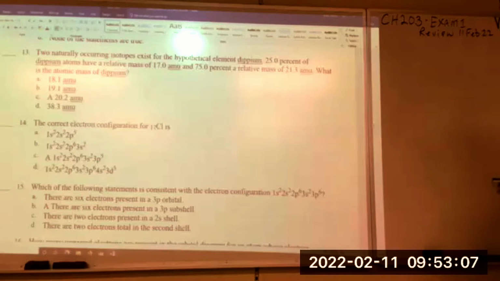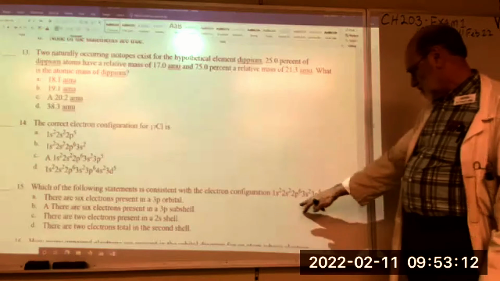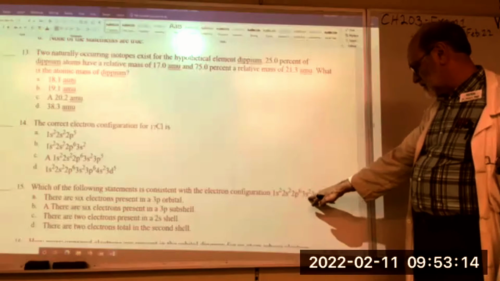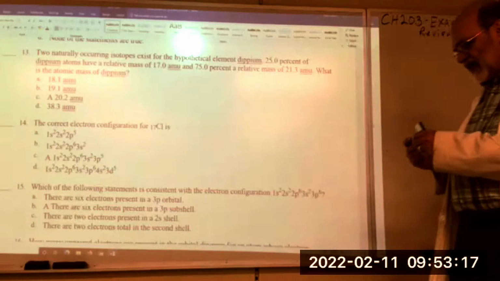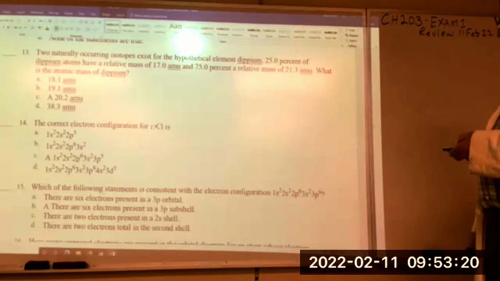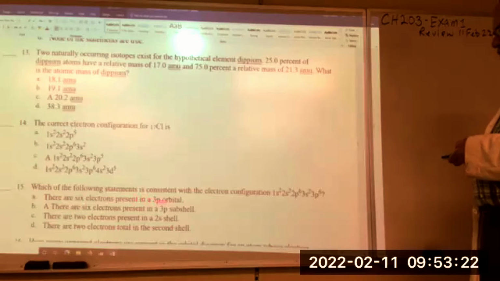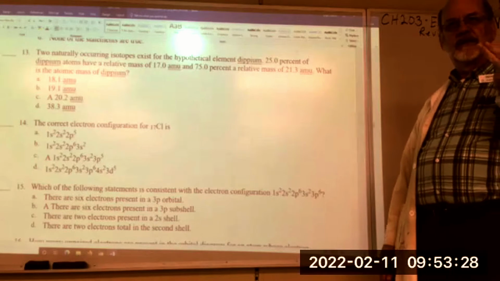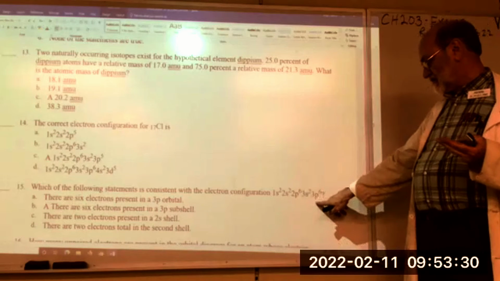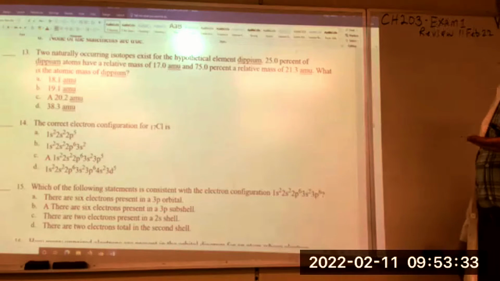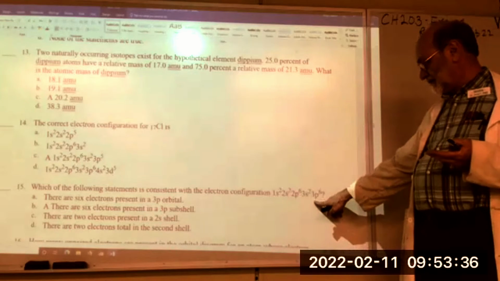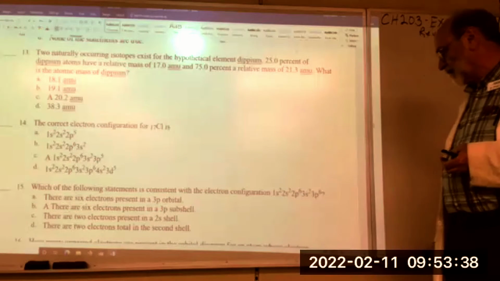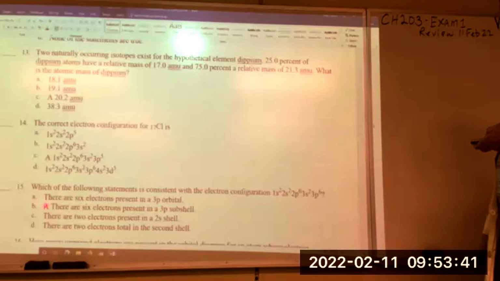Okay, 15. Which of the following statements is consistent with the electronic configuration 1s2, 2s2, 3p6? There are 6 electrons present in a 3p orbital. No, you can only have 2 electrons per orbital. This represents 3 orbitals, right? So that's not right. There are 6 electrons present in a 3p subshell.